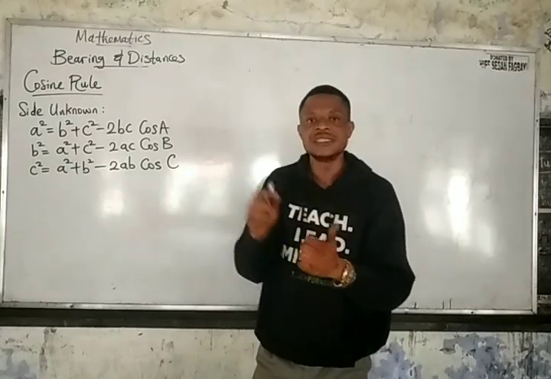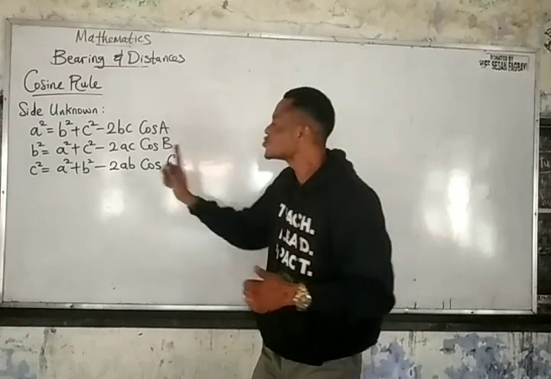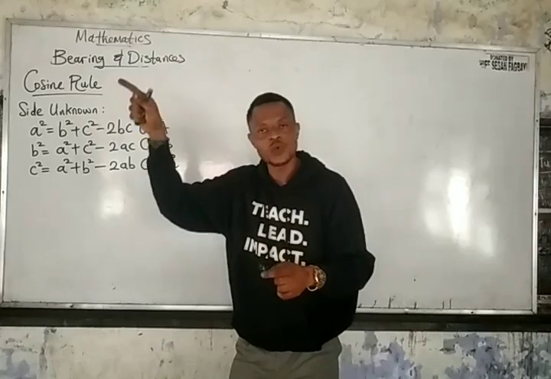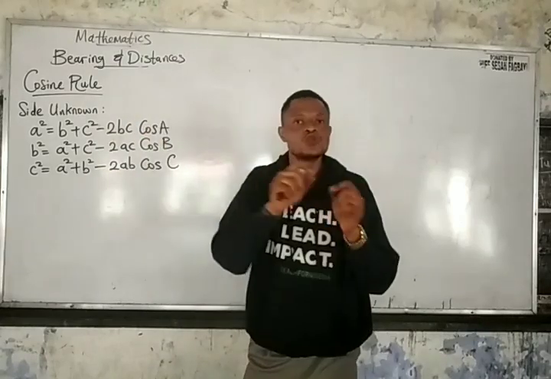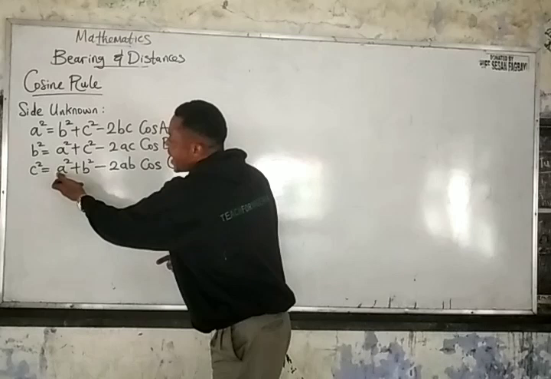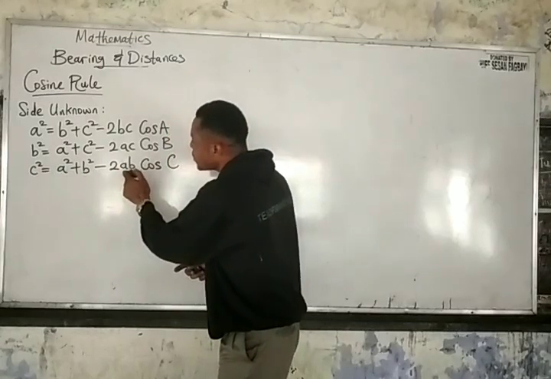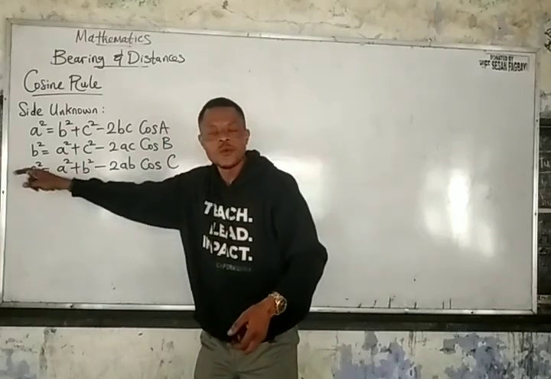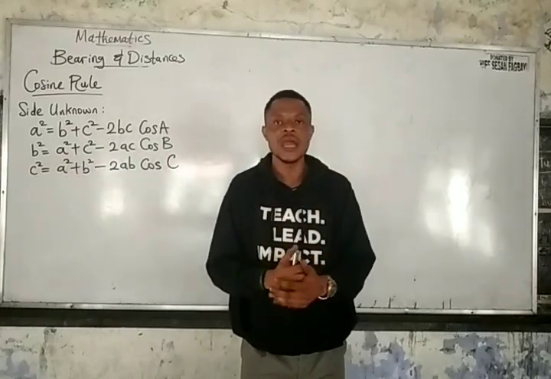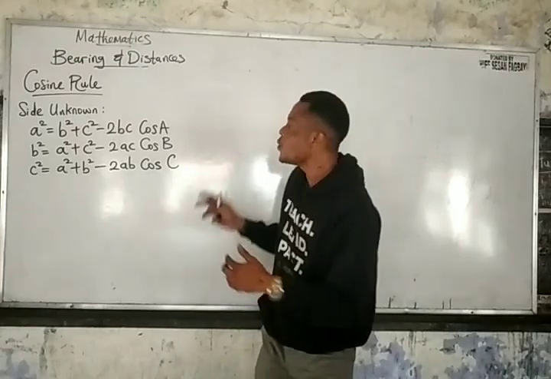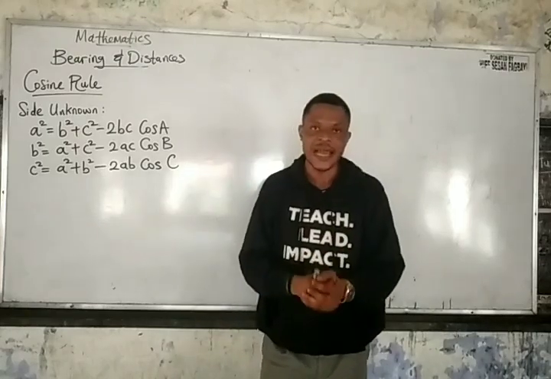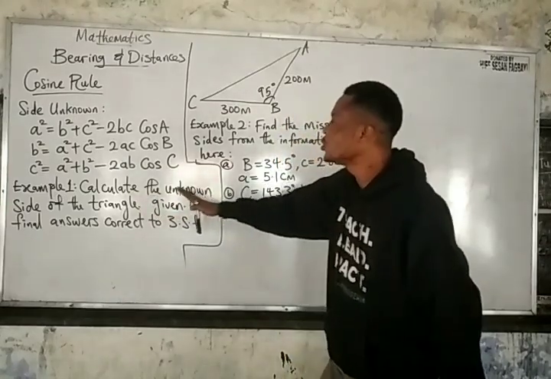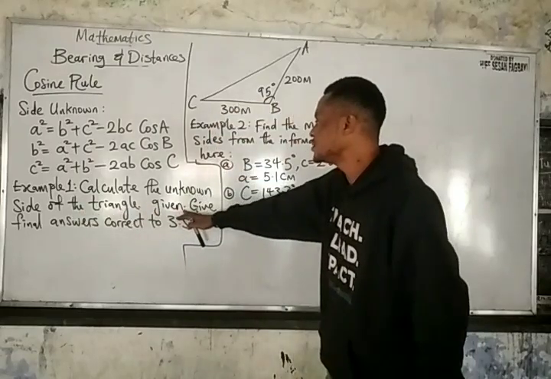For the third one, c squared is going to be equal to the two sides a squared plus b squared, upon which we are removing 2 multiplied by the remaining two sides, 2 multiplied by a multiplied by b, then everything multiplied by cos the angle of the side we are looking for. Now let me give you some examples on how we can use this formula to find the missing side. We have these examples. Calculate the unknown side for the triangle given.